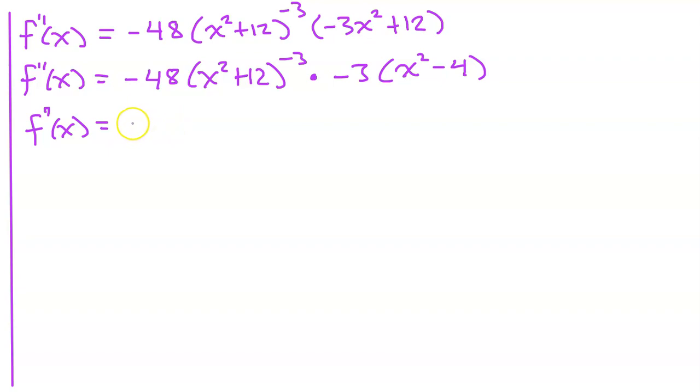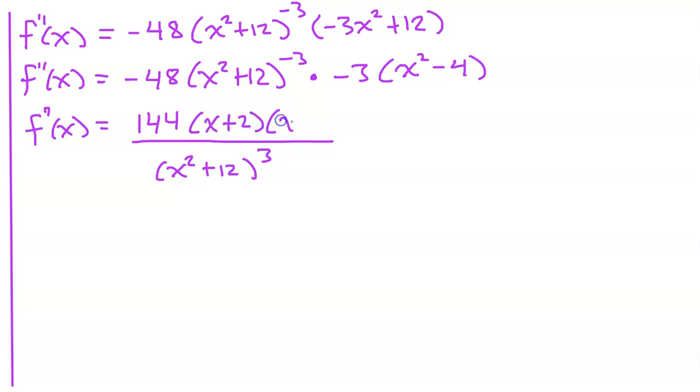48 times 3 is 144, so let's go ahead and put that down. I'm going to drop the x squared plus 12 to the negative 3 power down to the denominator because of the negative exponent. So we will have x squared plus 12 to the 3rd power down below. And we're left with x squared minus 4 in the numerator, but I think I'll go ahead and factor this now. So this will be x plus 2 times x minus 2.